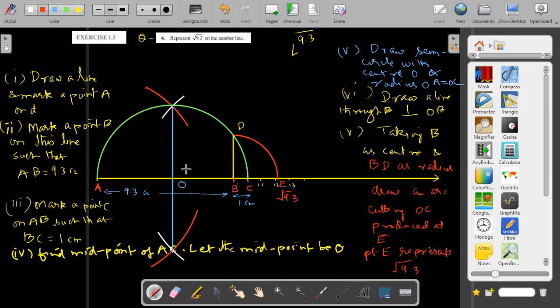So I will explain it very fast. First take AB 9.3, then 1 more centimeter, and then find the midpoint of AC and draw a semicircle with center O and radius OC, and then the perpendicular. This line should be 100% perpendicular. It will meet at D, and BD is equal to under root 9.3. That's why we have taken this length and put it here. So this point actually will represent under root 9.3.